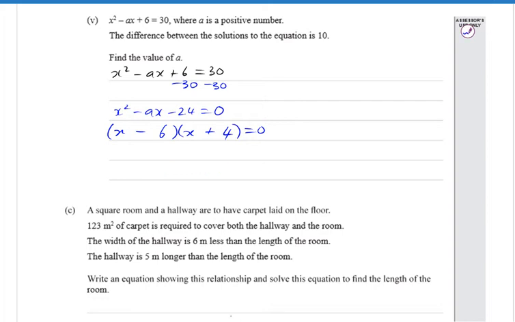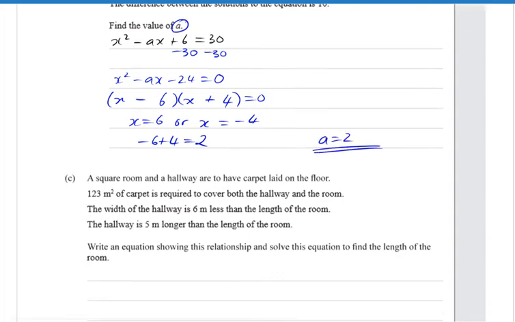Okay, so that gives us the solution that x equals 6 or x equals negative 4. And so we just need to put one of those solutions back into here to find the value of a, which is the question we're actually asking for. And we also note that negative 6 plus 4 is 2, and so a must also be 2. So a equals 2 is our final solution.